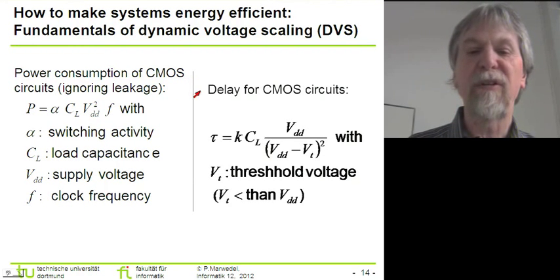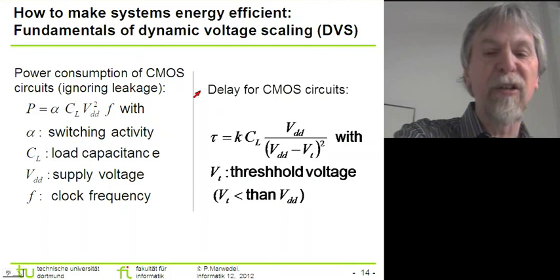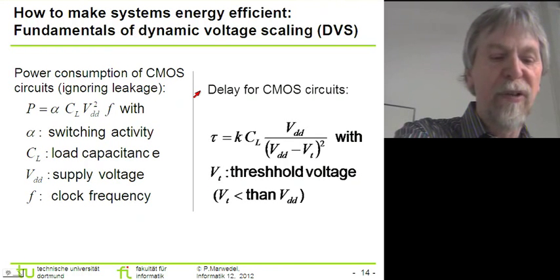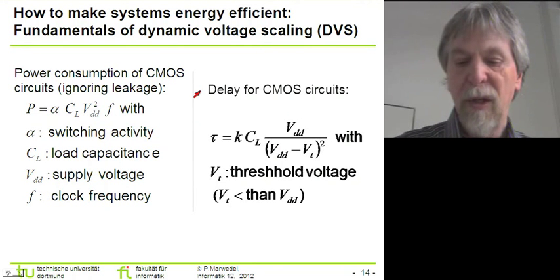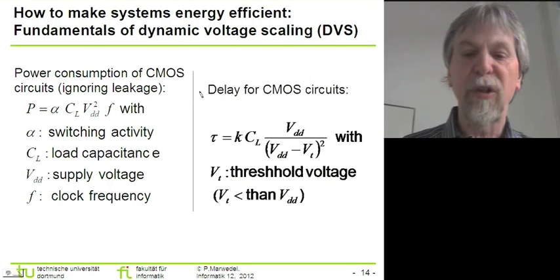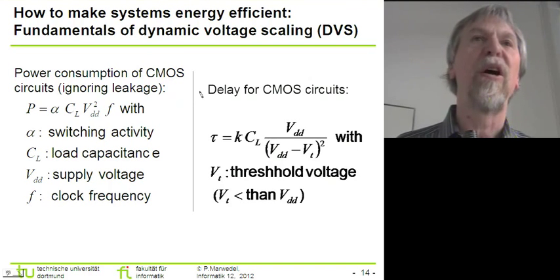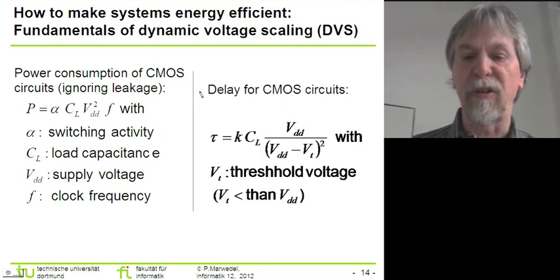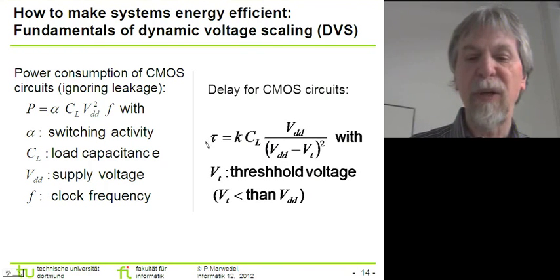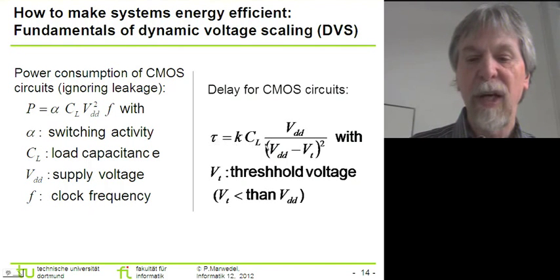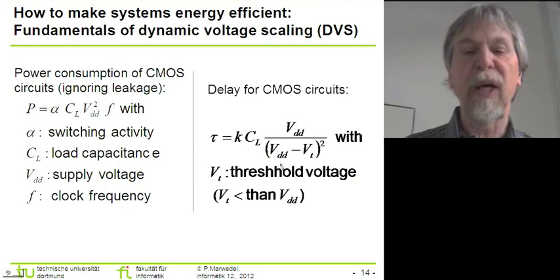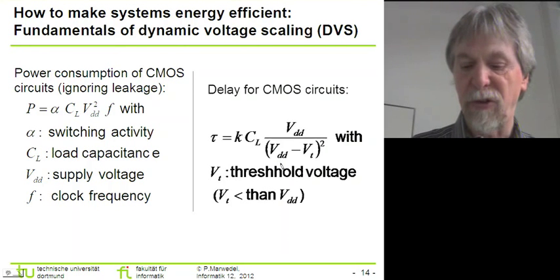However, decreasing the supply voltage has a negative impact on the frequency that we can apply to a CMOS device, or phrased in a different way, it has an impact on the delay of the circuits. So this is an equation which describes the delay of CMOS circuits, and we see that there is a certain dependence on the supply voltage.